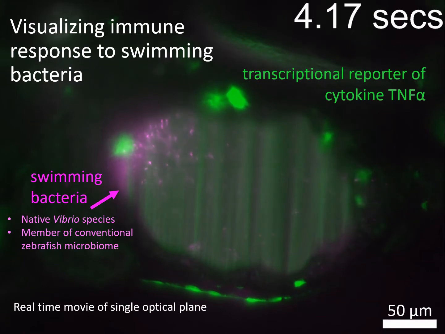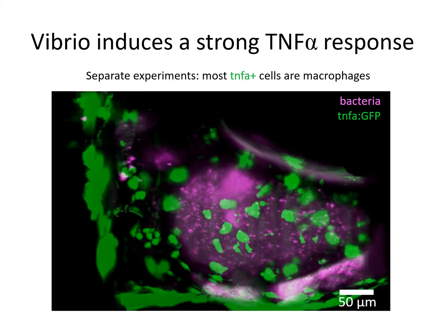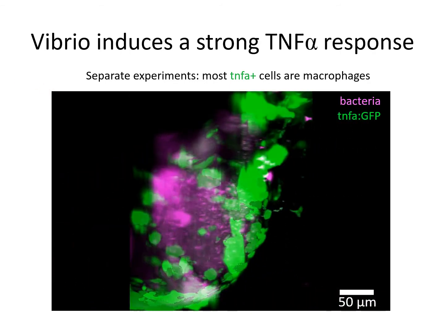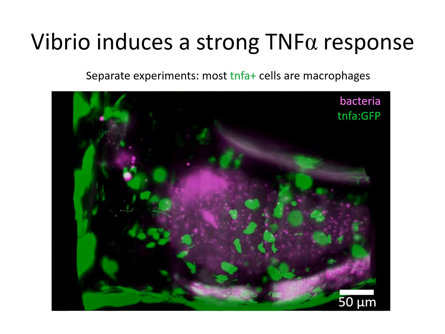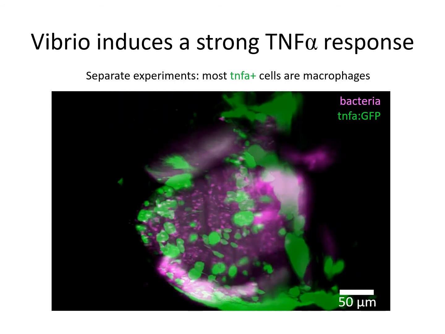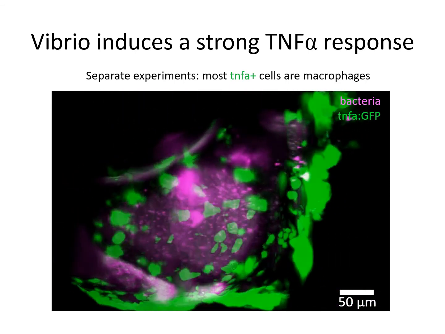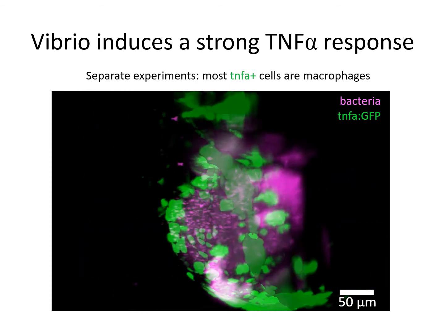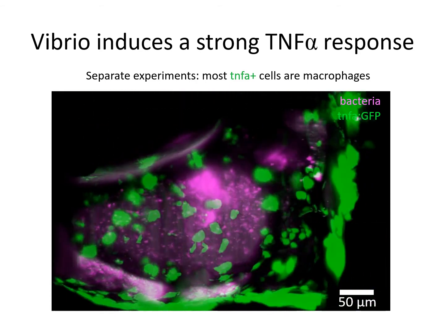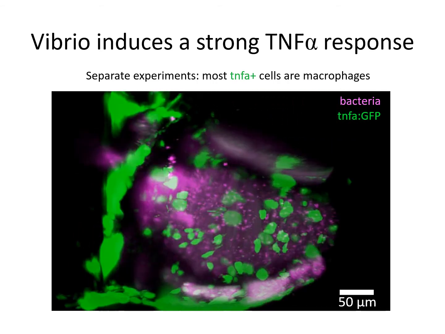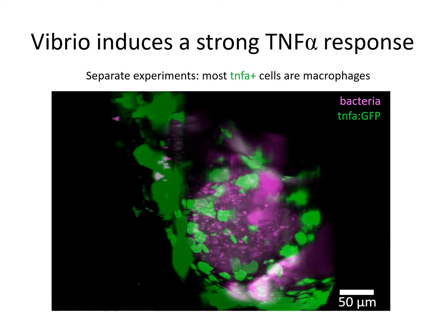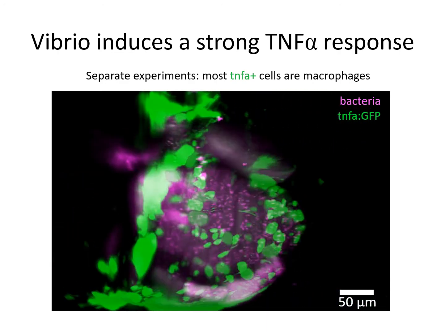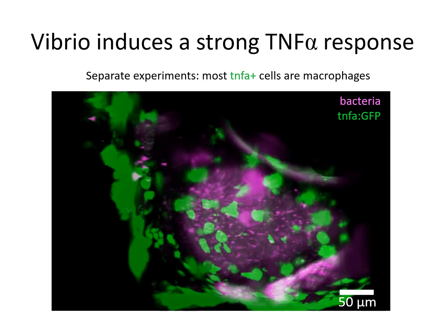do three-dimensional imaging of these systems by the same technique of light sheet microscopy. And when we do this, we find that there is really a large number of TNF-alpha positive cells around the gut. And in separate experiments that I unfortunately don't have time to tell you about, involving double transgenics, we discovered that the majority of these cells around the gut that are TNF positive are macrophages, which are members of the innate immune system and are well known to directly sense bacteria.